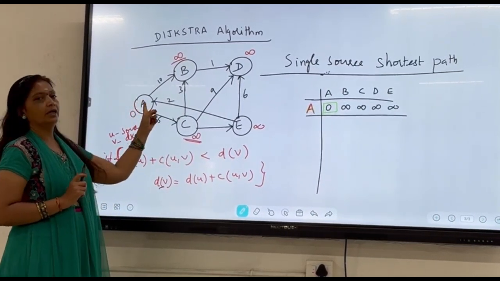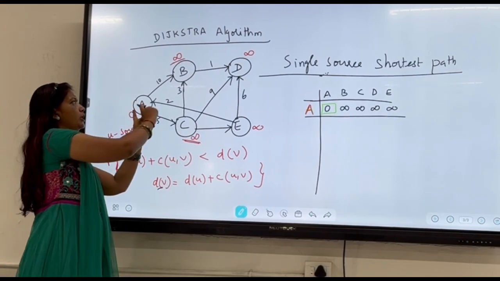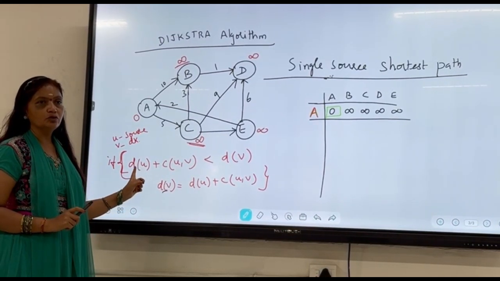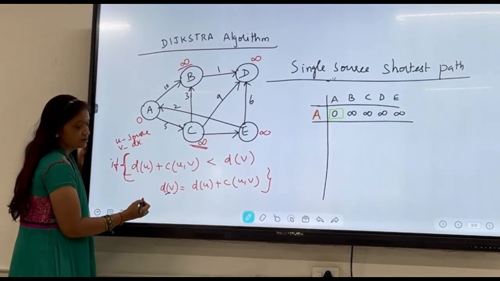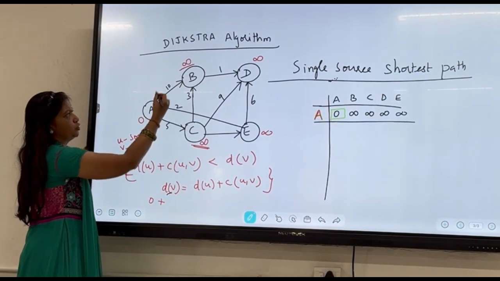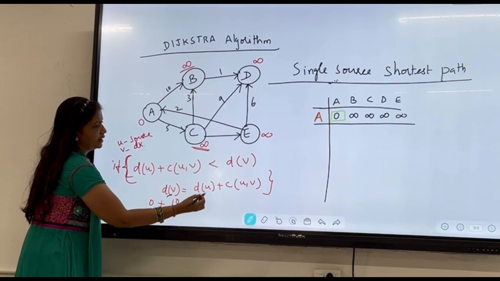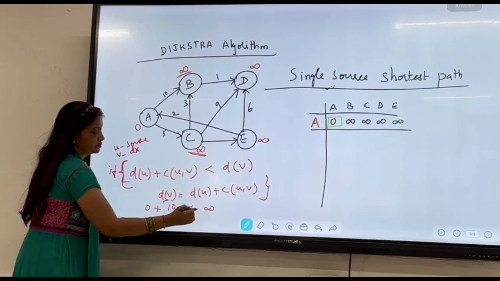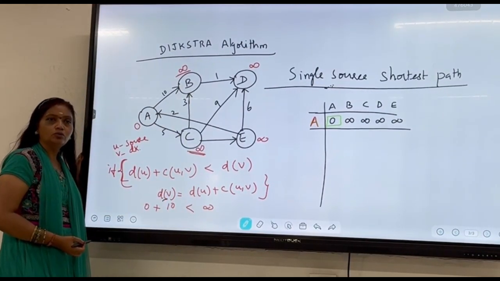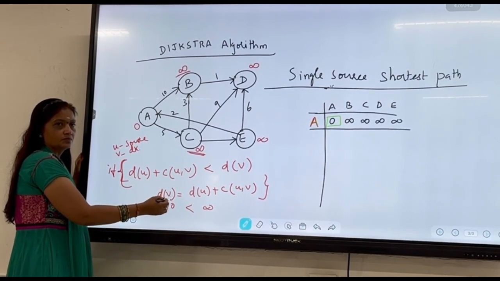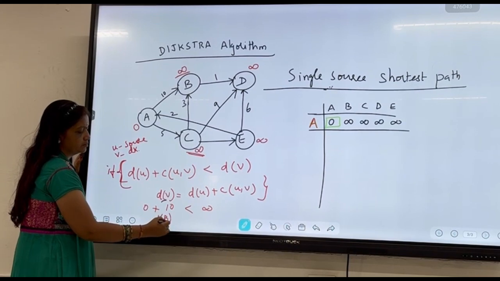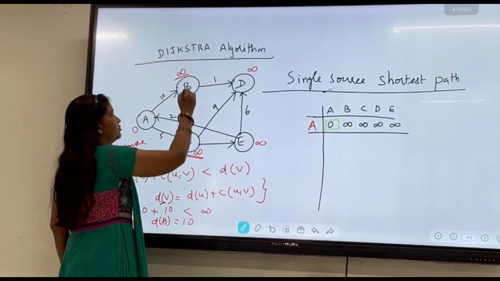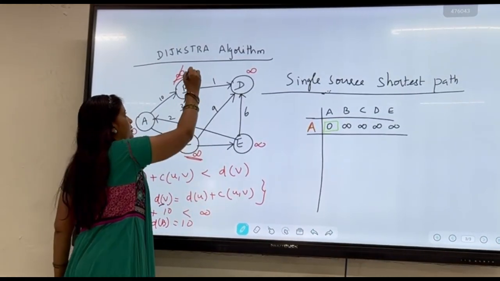Okay. Now consider this case. A is the source node here. A to B, apply the formula. Distance of U. What is distance of U? What is distance of A? 0 plus cost of A to B, 10, less than distance of B. Distance of B is infinity. 0 plus 10 less than infinity. True? True. So what I have to do? Distance of B now should be 10. Distance of B is already infinity, so I have to replace it by 10.